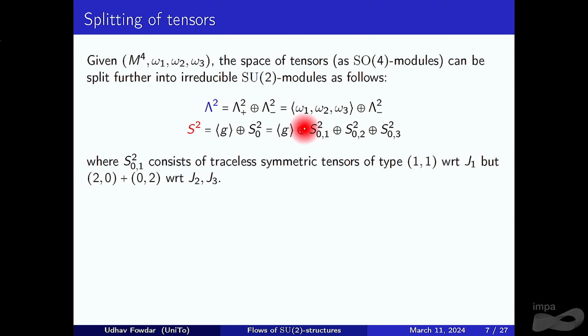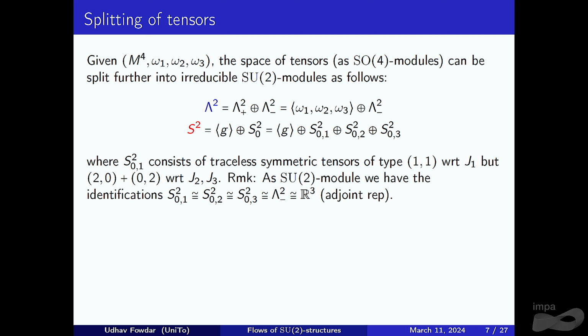So I can split the space of traceless symmetric 2 tensors as a type decomposition with respect to J1, J2, and J3. For instance, S201 would be the set of traceless symmetric 2 tensors on which J1 acts as identity, but J2 and J3 act as -1. The space of 1 forms is irreducible, and so is the space of 3 forms. Note that as SU2 modules, these spaces are all isomorphic, because they're all isomorphic to the standard representation of SO3 on R3, which is the adjoint representation of SU2. So all of them can be identified with each other.